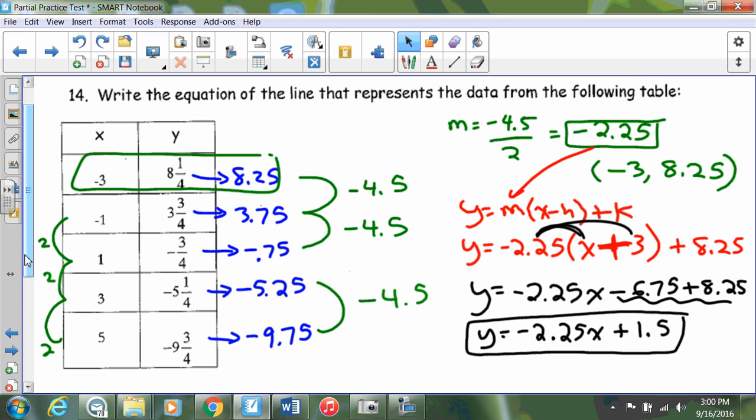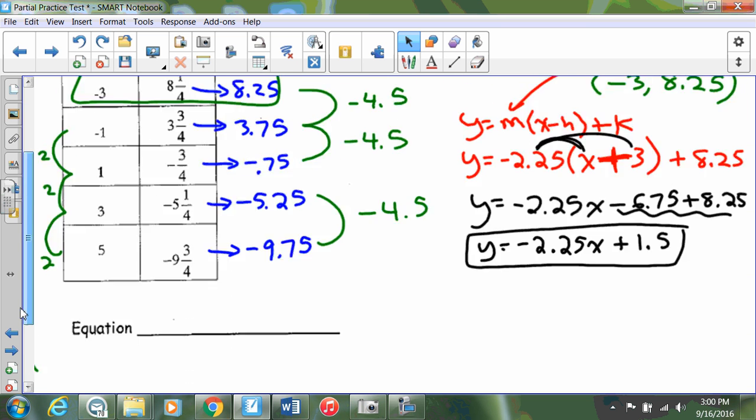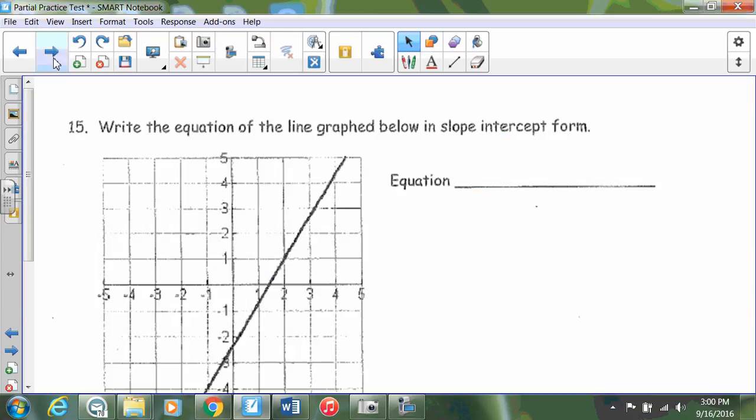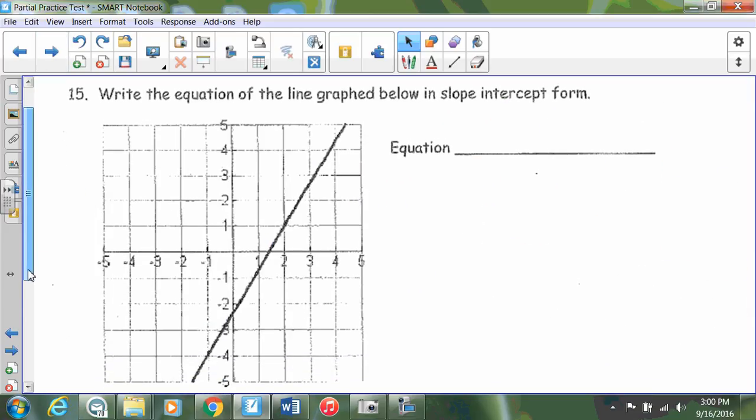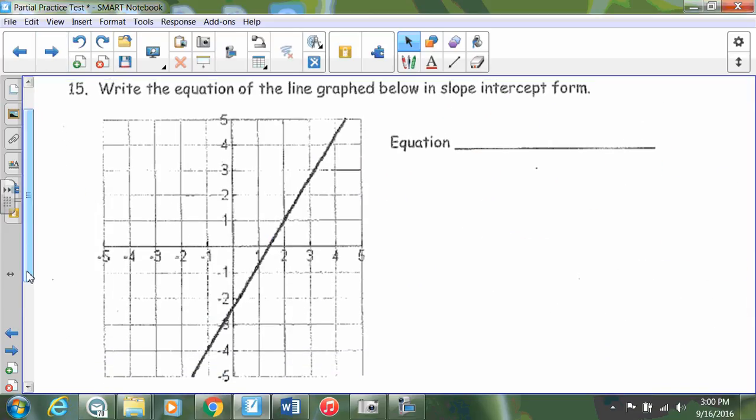Let's see if we have another one on this one. Nope. Okay, and number 15, once again, this is a graph that doesn't have a distinct y-intercept, and so we are forced to find corner points. So let's find the corner points. There's one. There's one. Wow. Okay, let's see.